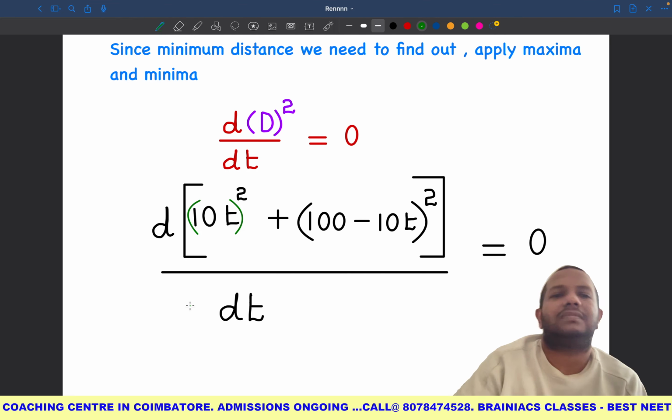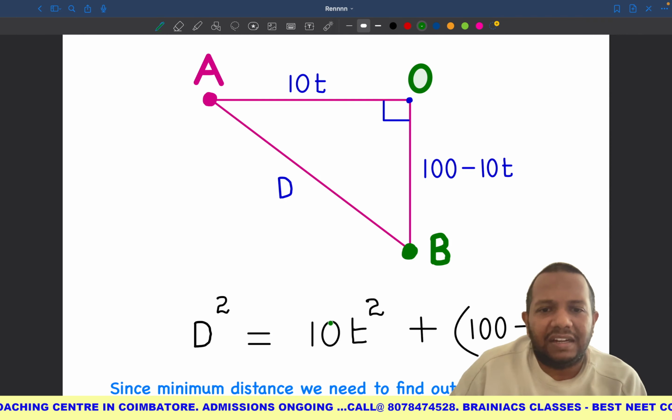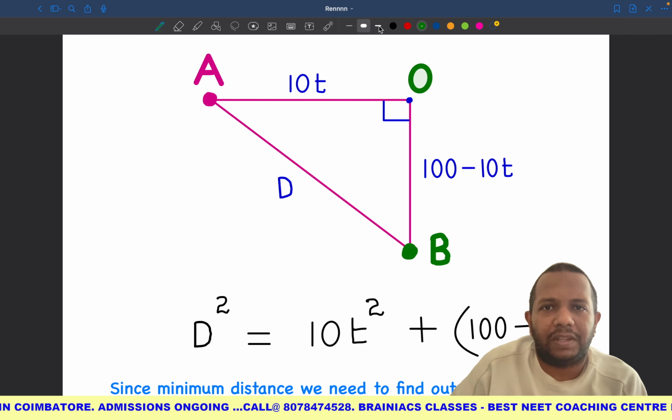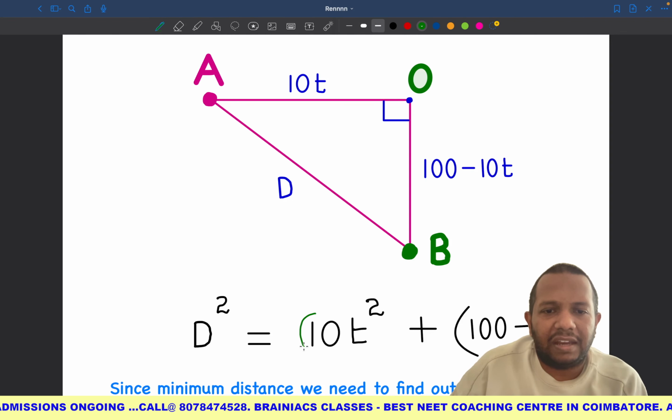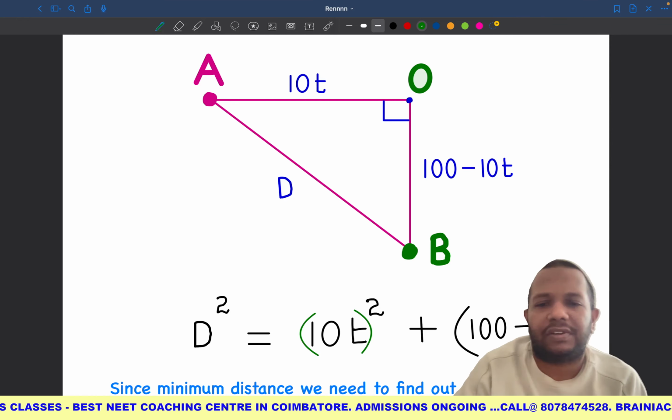Correct? You can see here you are applying the square to the entire term. Let me say this is my origin O. So this entire part, OA square, that means (10t) the whole square, it should be. I am correcting it: (10t) the whole square. Then only it is a function.